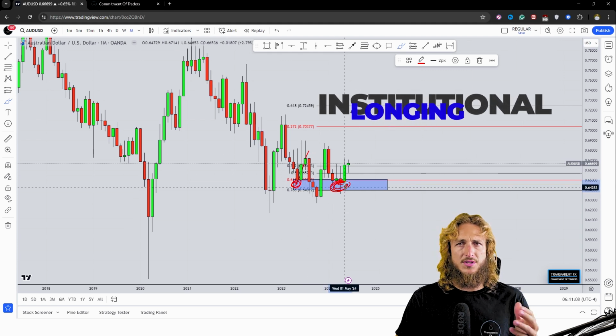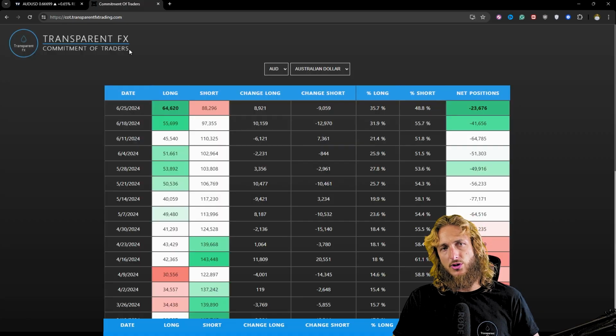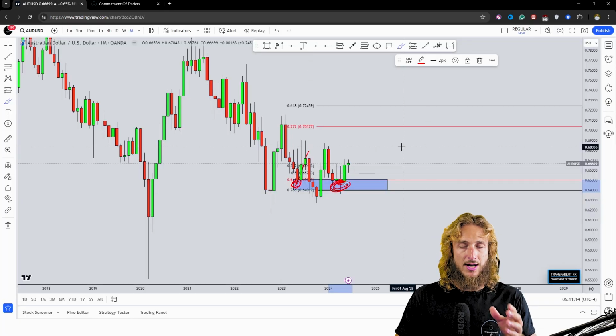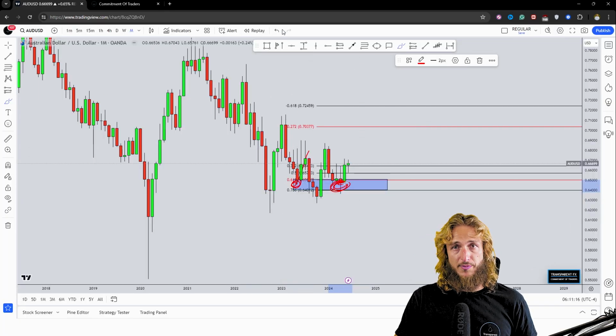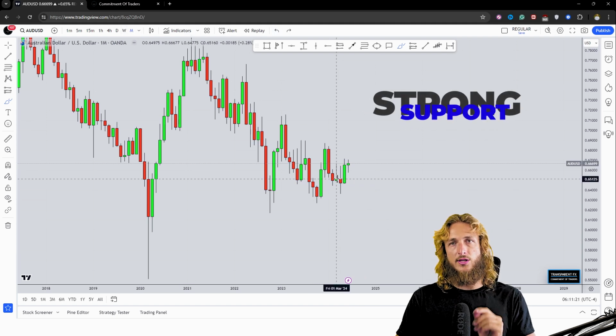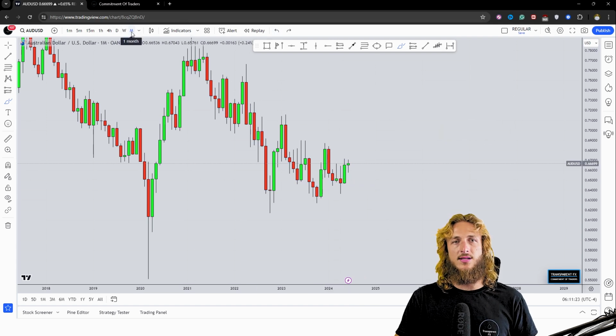And we will be speaking about institutional longing in just a few minutes when we move to the commitment of traders. But for now, let's just drop down on lower time frames and keep in mind that we are rejecting confluence of support from a monthly standpoint.